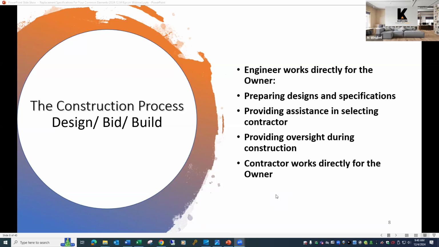The engineer during the active construction phase can provide project oversight. And again, I want to stress that the contractor and the engineer do not have a contract with each other, and the contractor works directly for the owner, although the engineer would provide oversight for the purpose of checking the work in progress to make sure that it matches what is in the specifications that they had prepared.